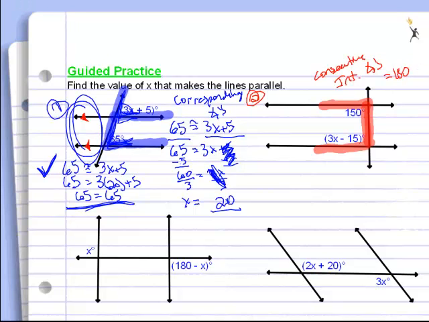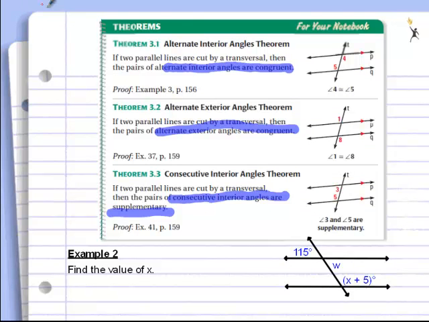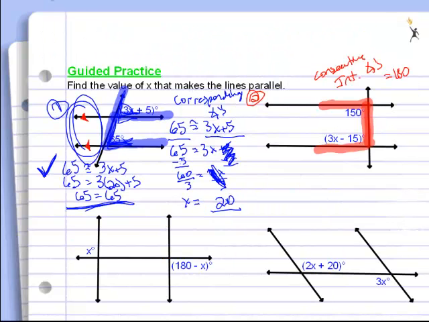Well, you only know that they're supplementary. Let me back up. You only know they're supplementary if two parallel lines are cut by a transversal. Well, if we come forward, we don't know that they're parallel yet. So, we have to assume that they're parallel, and we're going to try and prove that these two angles are supplementary, or that they add up to 180. So I'm going to write down first my statement that 150 plus 3x minus 15 equals 180. I'm assuming it's true, and I'm going to try and prove it.